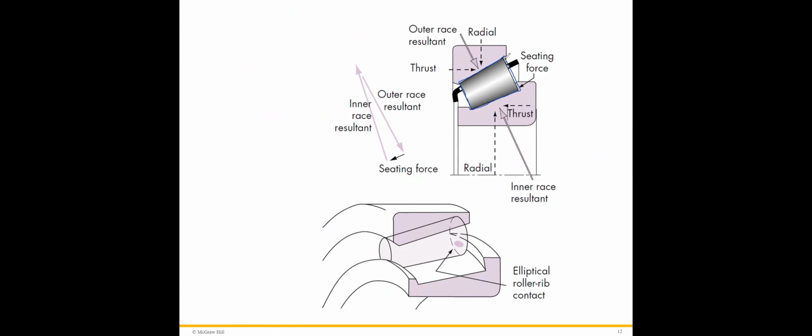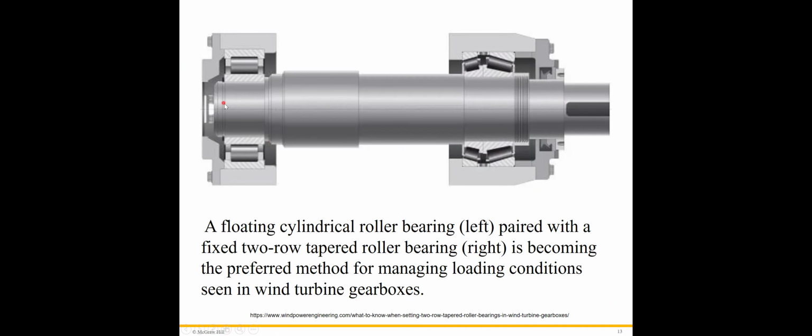So there is the outer race resultant force, which can be separated into radial and thrust, or the axial loading. And usually this taper roller is treated as an elliptical roller rib contact. Okay, so this is the case.